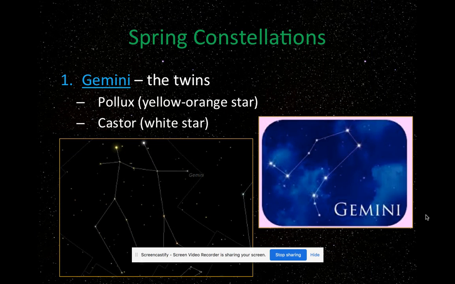Okay, let's get to our spring constellations. Since we are currently in spring, let's talk about what we can see. So we can currently see Gemini, which are going to be the twins. Two stars to note here are Pollux and Castor. They kind of look like twins in this picture, but not so much here. So we have our two twins, and the heads of the twins are going to be Pollux and Castor.